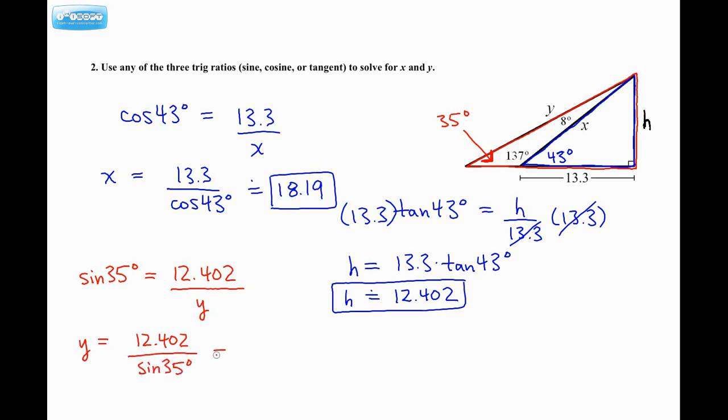Let's take out our calculator and work that out. And I haven't even cleared this from my display. I still have the long decimal in my screen. Divided by sine 35, and I get approximately 21.62. Okay, there we go. There's y, and there's x. Good problem.